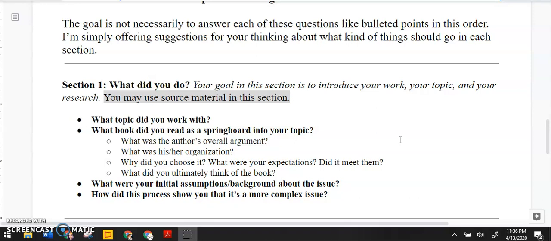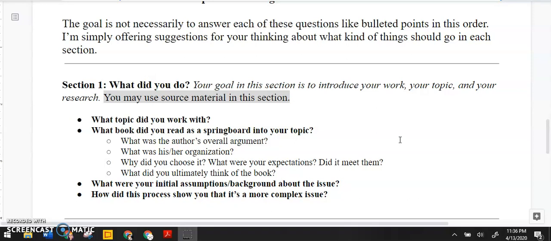So in this section, this is what did you do? And your goal is to introduce your work, your topic, your research. You might use source material here. But these are kind of the questions you're going to talk about in section 1. What topic did you work with? What book did you use?